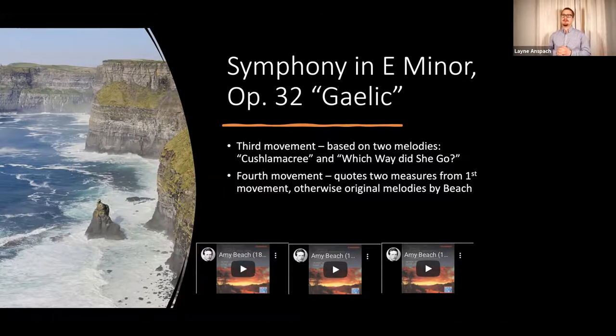I wasn't able to find the source material for this, but we'll listen to both the first melody and then the second melody as they're introduced. So the first one is actually introduced by the cello, a solo cello, and then the second is introduced by the violin section.